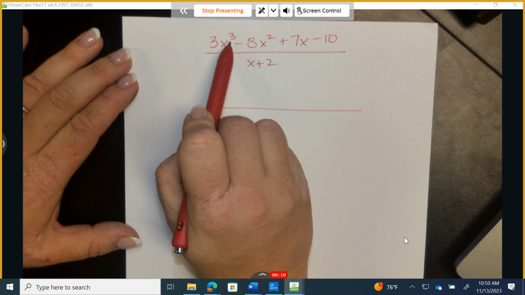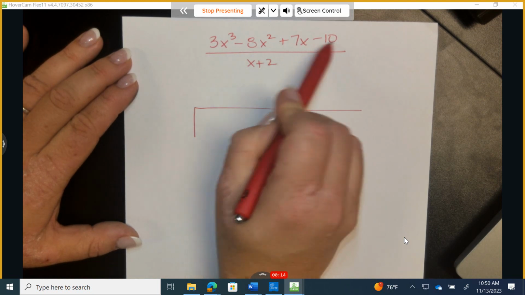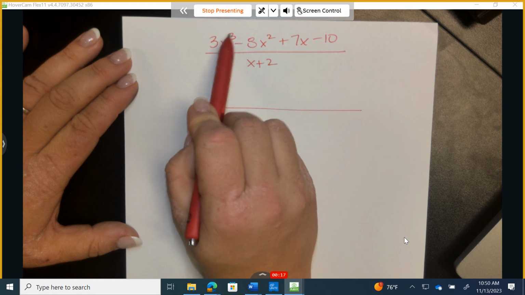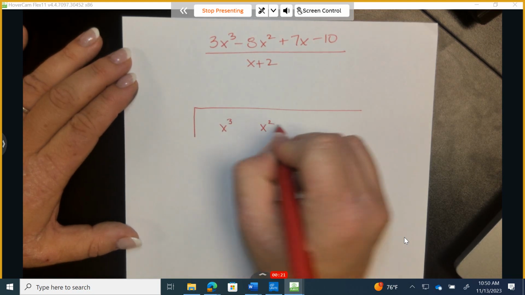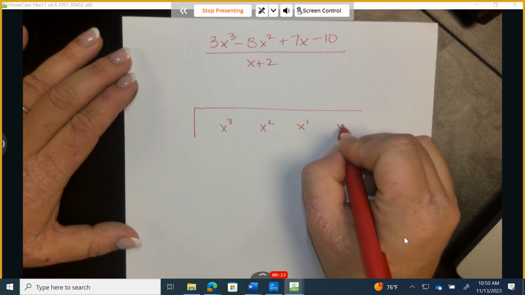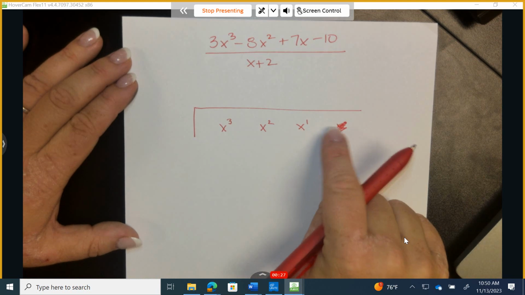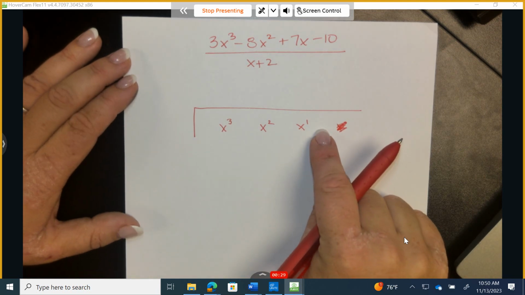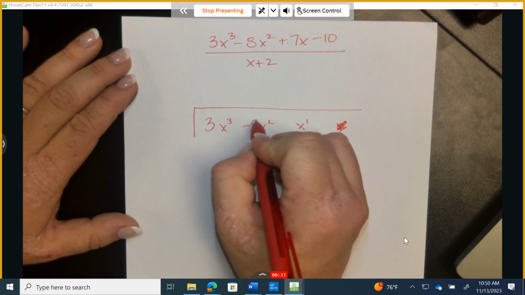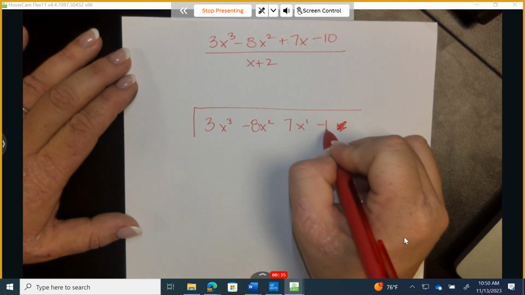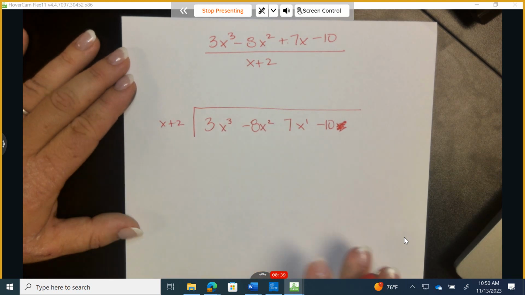The very first thing I do is I'm going to look at the very top and identify what is the degree. The degree is 3. It's the highest value on a variable. So I should have something to the third, to the second, to the first, and then this would be to the 0. It's not necessary that we write x to the 0. We know that will be some constant that has no x. Then I'm going to place the coefficients to each: 3, -8, 7, and -10. On the outside of this will be the denominator.